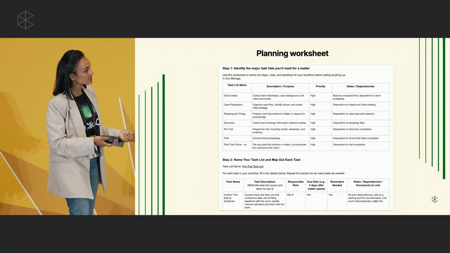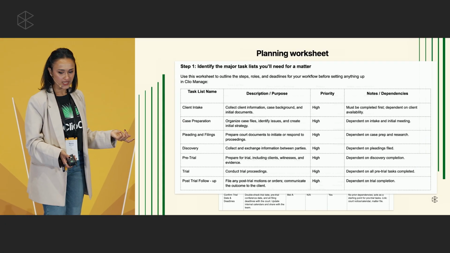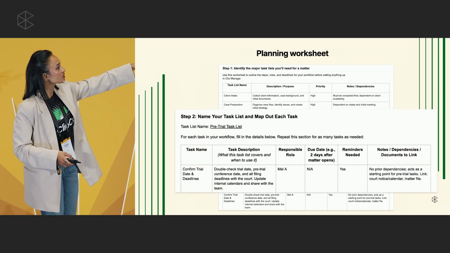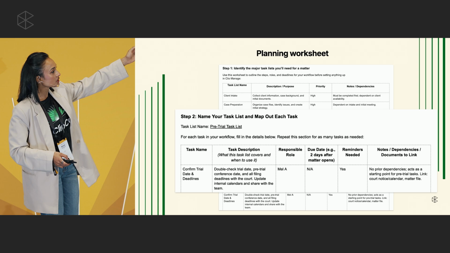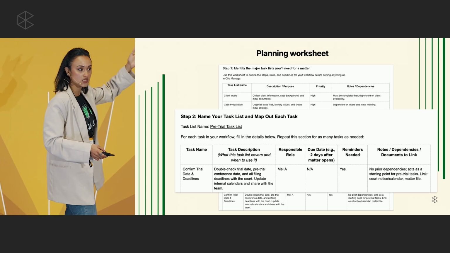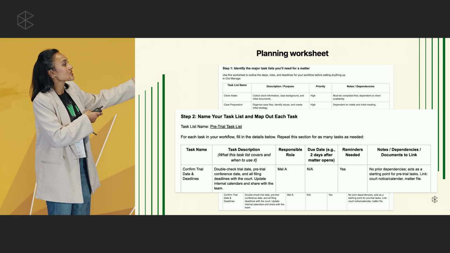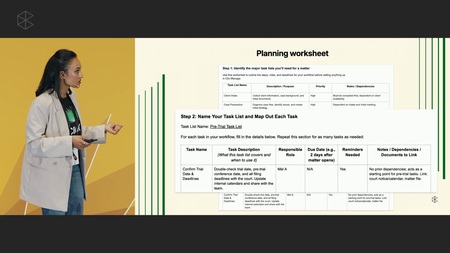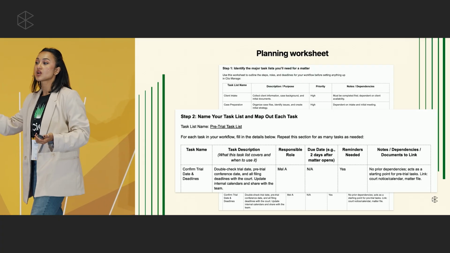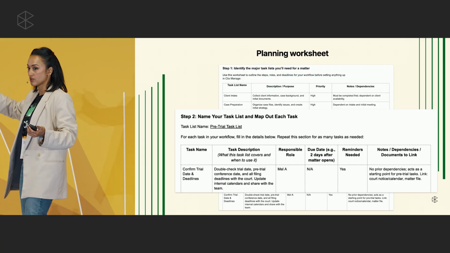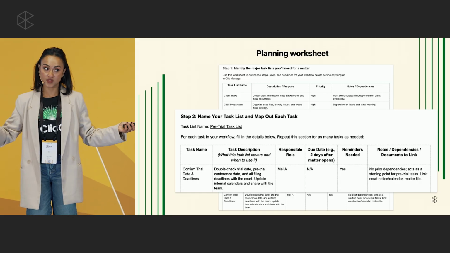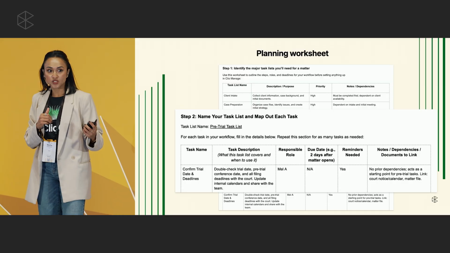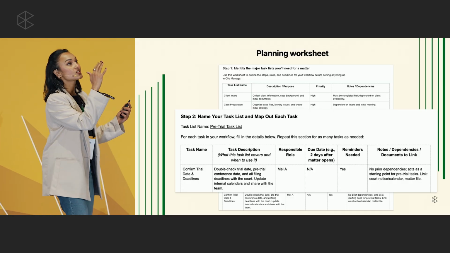And then within this, she further breaks it down. An example is within the pre-trial task list, where the first task name is going to be confirm trial date and deadlines. That's probably going to be the task description. Who do we think we can assign this task to, either on a regular basis or as and when things come in? Does this person need reminders? What are the due dates going to look like? Is there anything else that needs to be added to this?